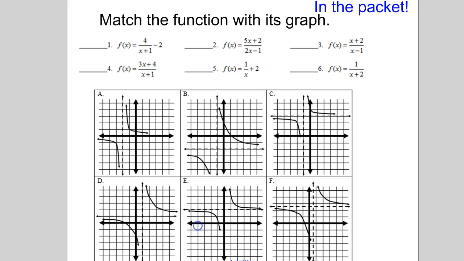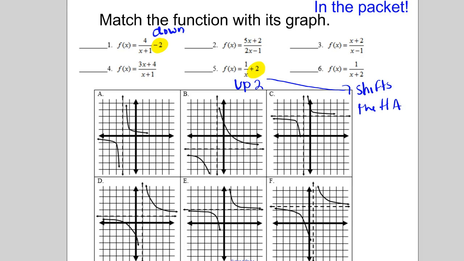So what I want you to do is go ahead and highlight this number and this number. Anything that's outside of the fraction that we add or subtract shifts the horizontal asymptote. In this case, it shifts it up 2 units. In this case, it shifts it down 2 units.